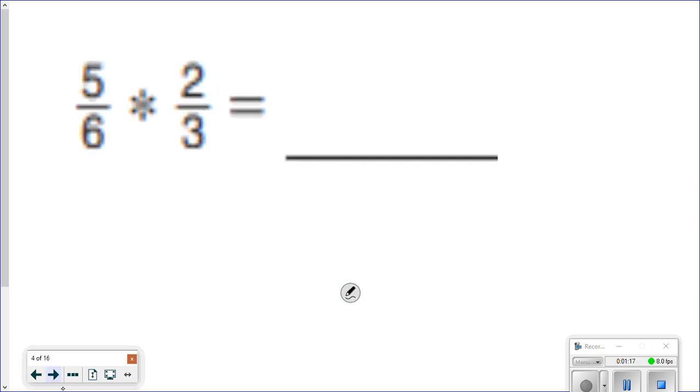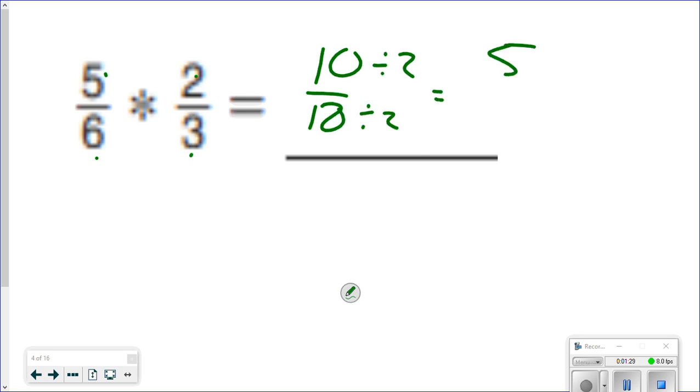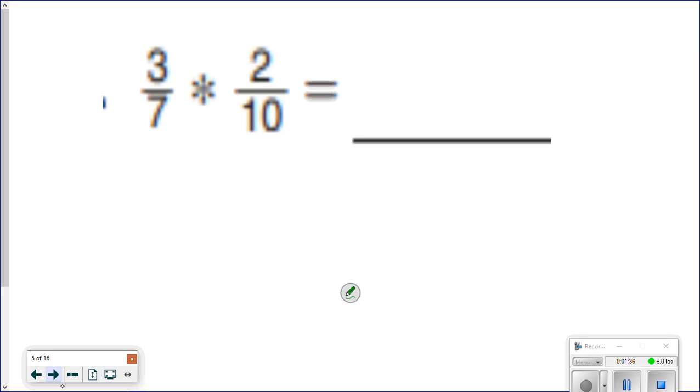5/6 times 2/3. 5 times 2 is 10. 6 times 3 is 18. Divide by 2, divide by 2. 10 divided by 2, you get a 5. 18 divided by 2, you get a 9. 5/9 is your answer. If you can multiply, you're going to love multiplying fractions.